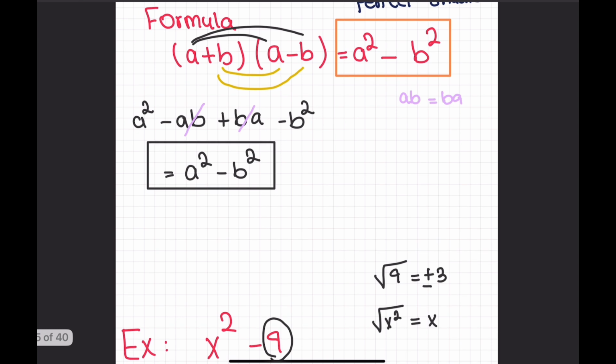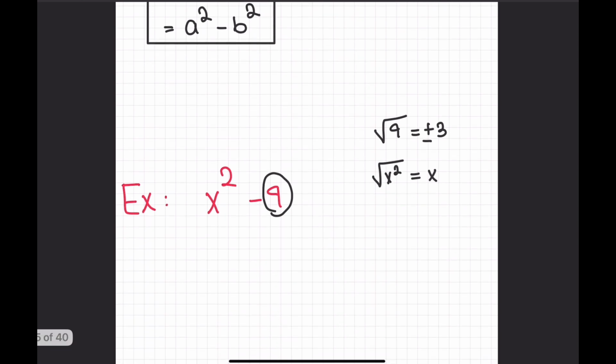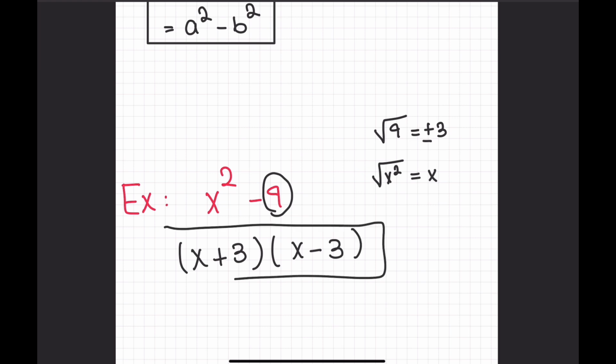This is the result you have. You're looking for this one. As I mentioned, the square root of 9 is positive and negative 3. So the answer is x plus 3 and then x minus 3. This is the answer for this example.